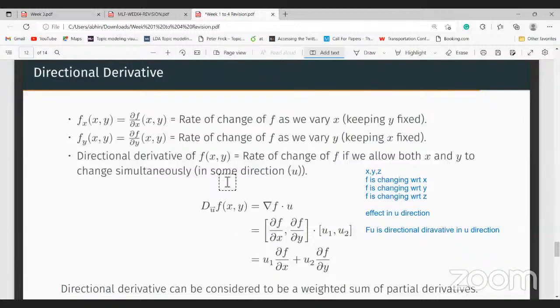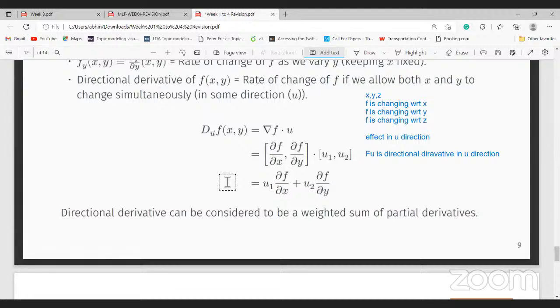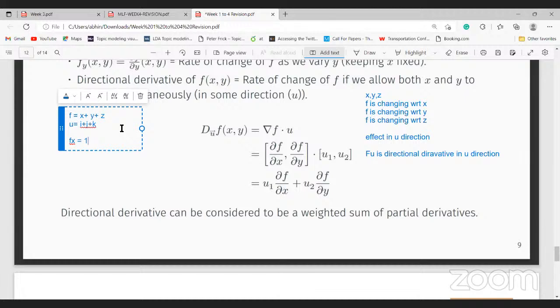Now how to calculate that mathematically? You simply take the components of the direction given. Suppose I have a function f equal to x plus y plus z, and I want to find the directional derivative in direction i plus j plus k. What I have to do first is find f_x, whose value will be 1 in this case. f_x is the partial derivative of f with respect to x. Similarly, f_y will be equal to 1 and f_z will be equal to 1.